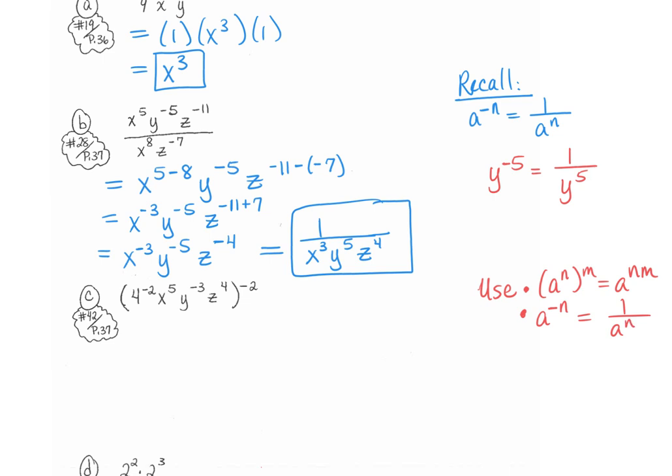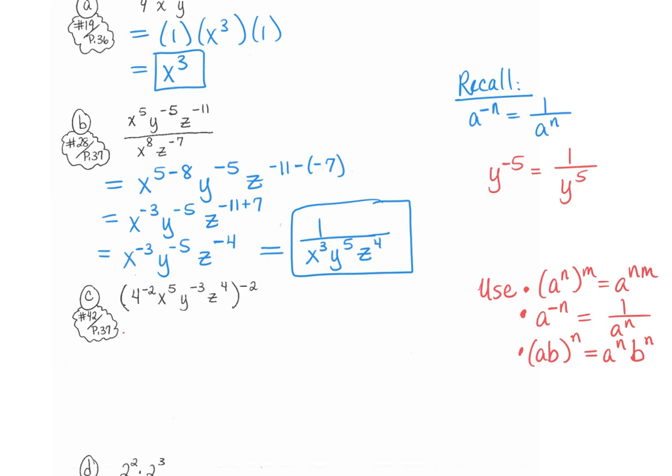What other property? What other property are we going to use? Parentheses ab raised to the n equals a to the n, b to the n. You got it. Good. Those are the 3 properties we're going to use here. Okay? So let's go ahead and do that.